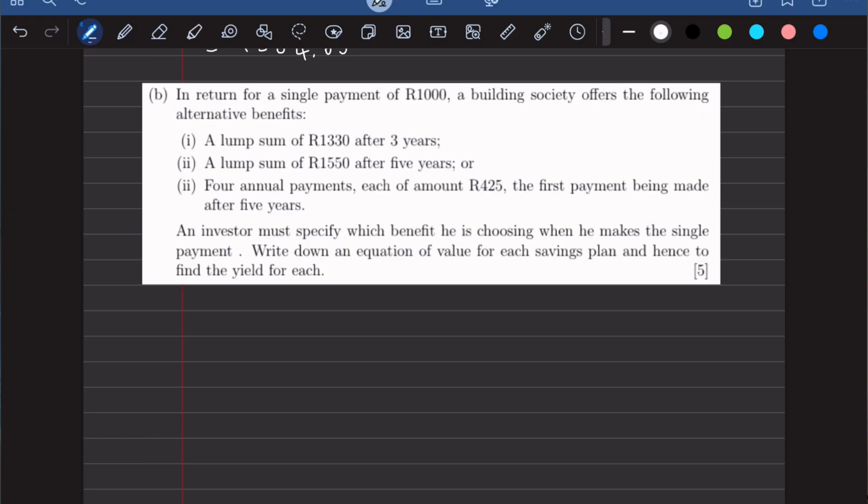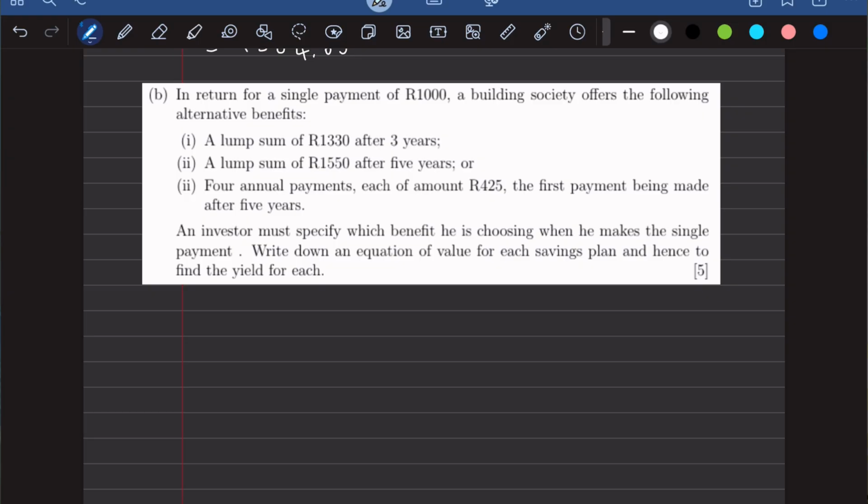Okay, now let's have a look at question B. So B says, in return for a single payment of 1,000 Rand, a building society offers the following alternative benefits: a lump sum of 1,330 Rand after 3 years, a lump sum of 1,550 Rand after 5 years, or 4 annual payments, each of amounts 425, the first payment being made after 5 years. An investor must specify which benefit he is choosing when he makes the single payment. Write down an equation of value for each saving plan and hence to find the yield for each.